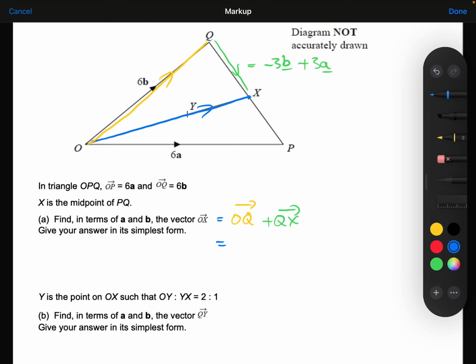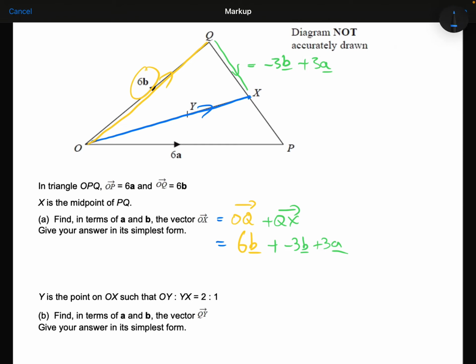So, to finish off my answer for part a, find in terms of a and b the vector OX. We know that the vector OQ was 6b. We've just worked out the vector QX is minus 3b plus 3a. We can now simplify that to get our answer. The 6b minus the 3b is 3b, and the 3a can't be written any simpler. So that is my answer for OX.